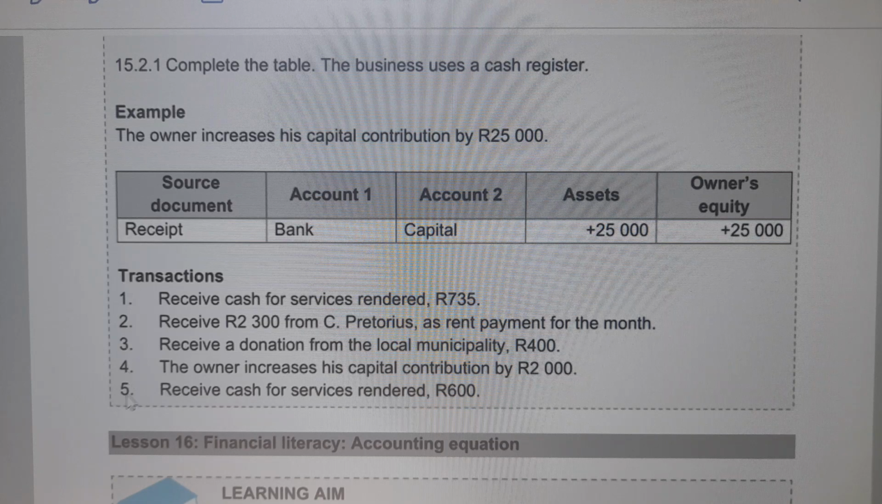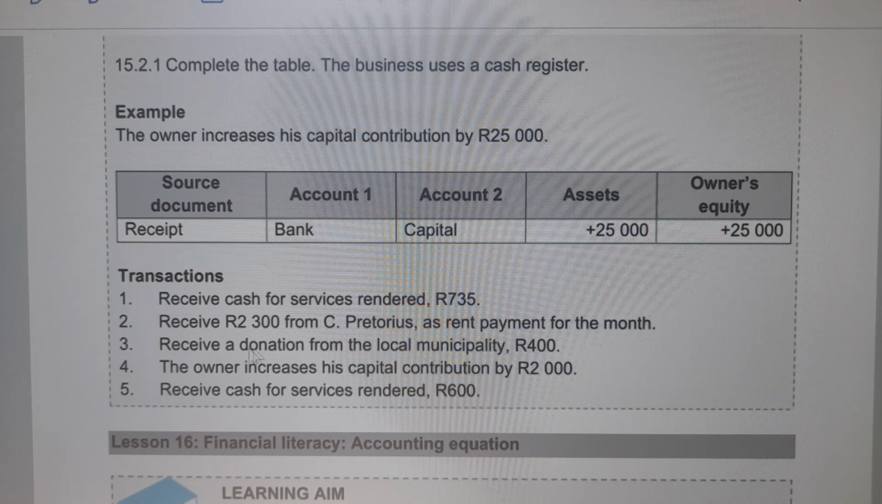Then you can do 3, 4, 5 in your book. So transaction number 2, receive 2,300 rand from C. Pretorius as a rent payment for the month. Okay, so my source document will be a receipt. Account 1 will be bank. Account 2 will be rent. Okay, and the assets will increase by 2,300 rand, and the owner's equity will increase by 2,300 rand as well.